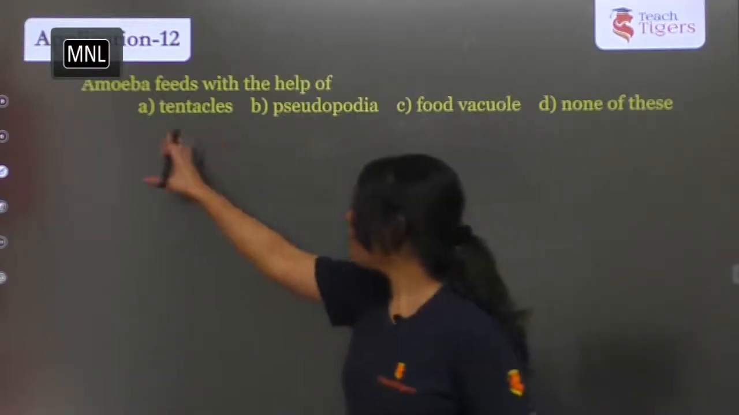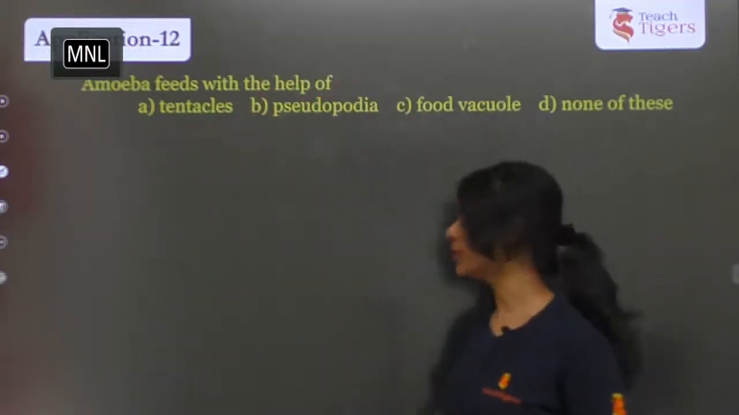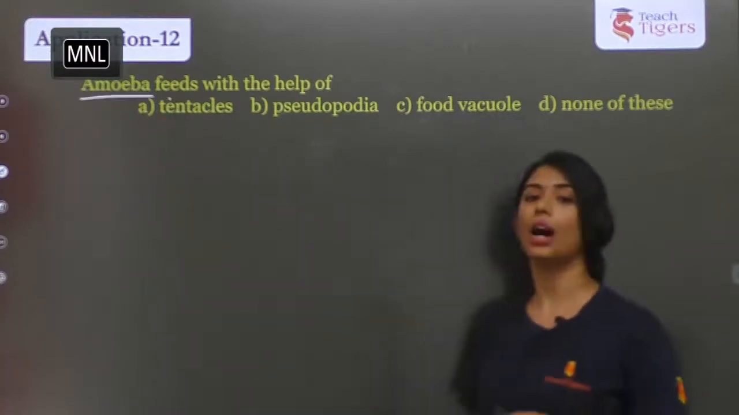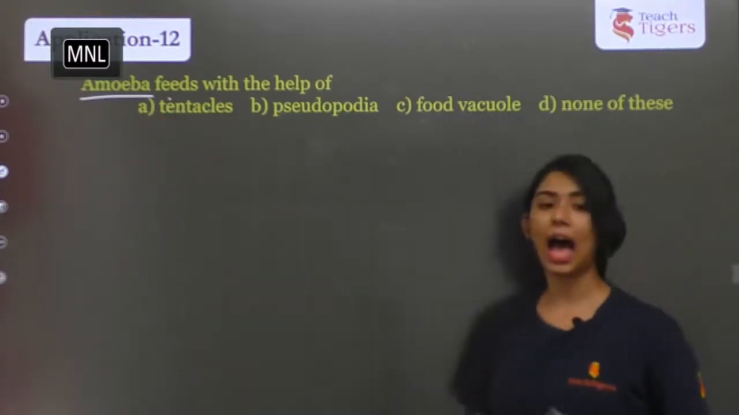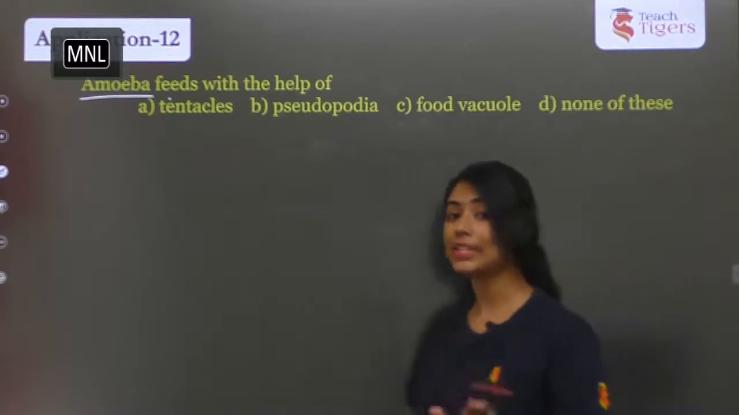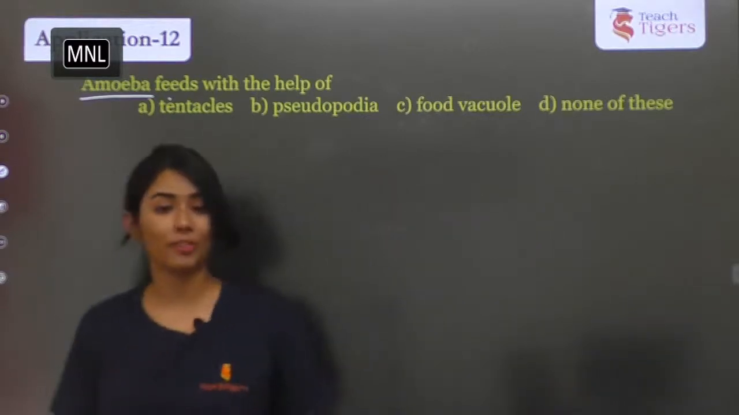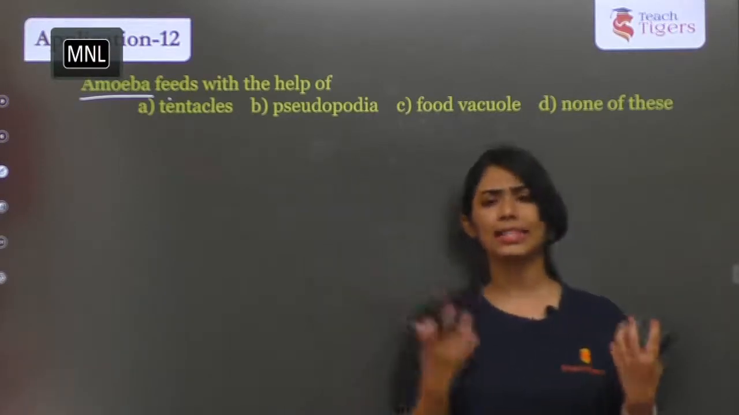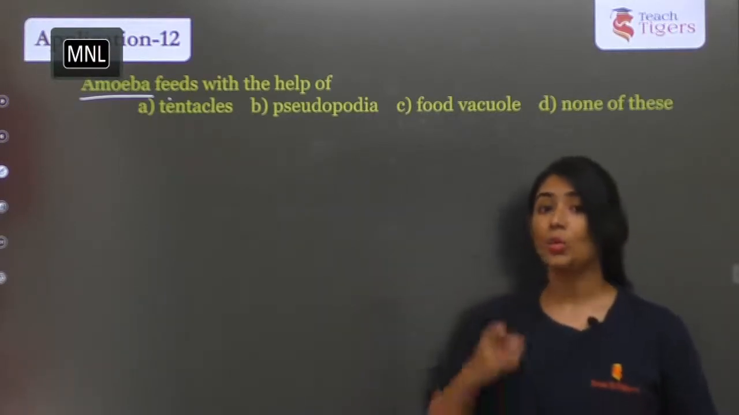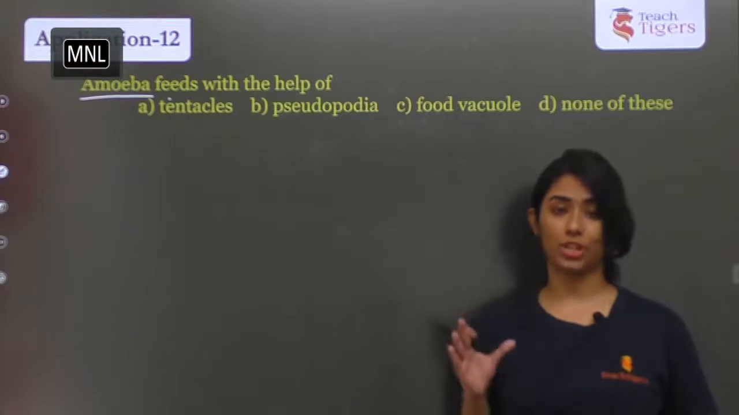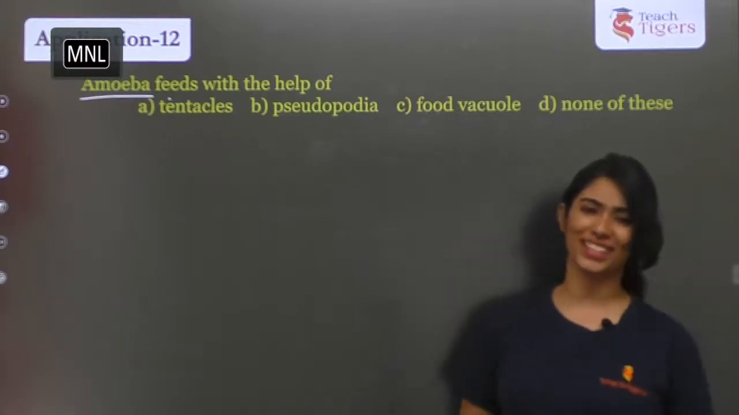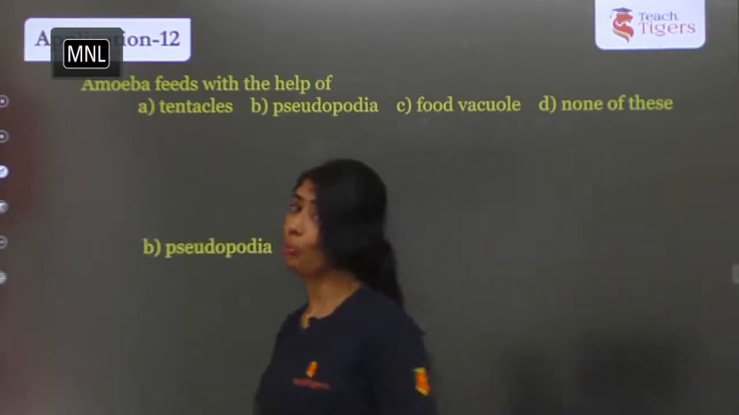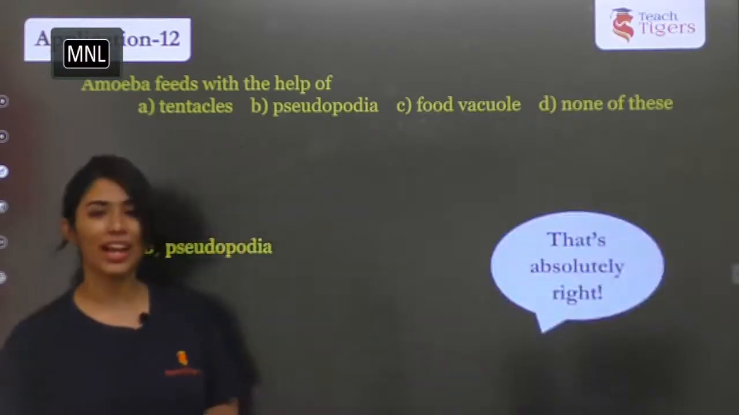Next, amoeba feeds with the help of, okay, so what is amoeba again? It's a unicellular organism which doesn't have a mouth or an anus and it takes its food by the process of phagocytosis where it will engulf the food particles inside, okay, and how exactly is it able to do this? With the help of certain finger-like projections, okay, what are these finger-like projections known as? They are known as pseudopodia. Yes, it's the right answer, right?